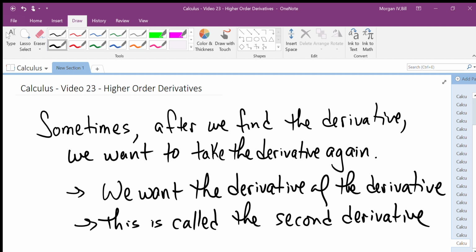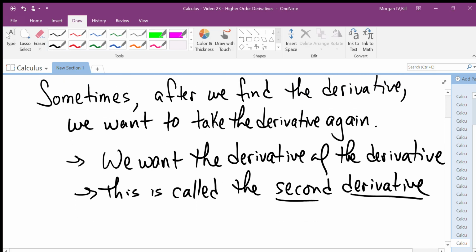Calculus, video 23, higher order derivatives. So sometimes after we find the derivative, we want to take the derivative again, right? We get the derivative, we want to do it one more time. We want the derivative of the derivative. This is called the second derivative. The derivative of the derivative is called the second derivative.